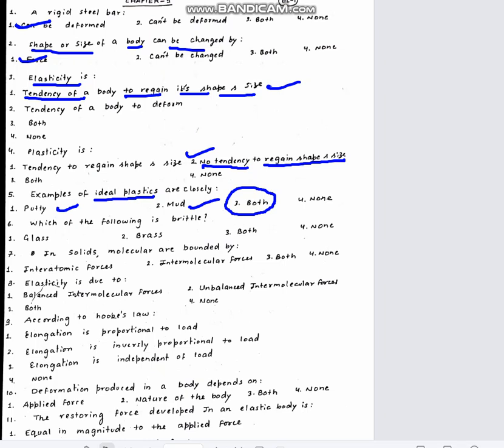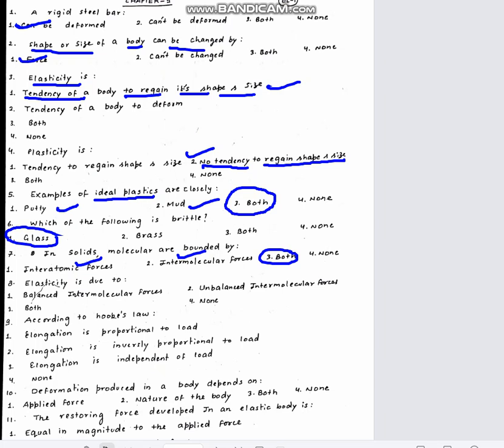Next is, which of the following is brittle? So glass is brittle, whereas brass is not brittle. So first is correct over here. Next is, in solids, atoms or molecules are surrounded and they are bounded by interatomic as well as intermolecular forces based on what type of solid it is. So third will be correct over here.